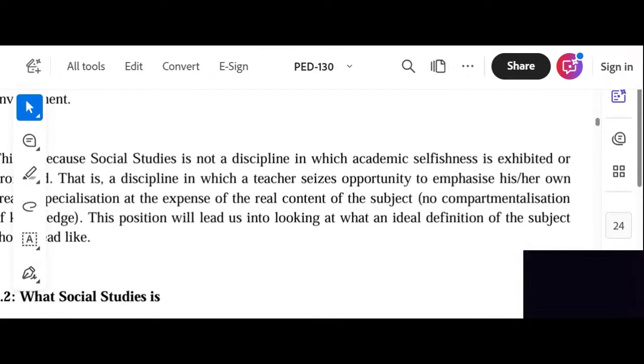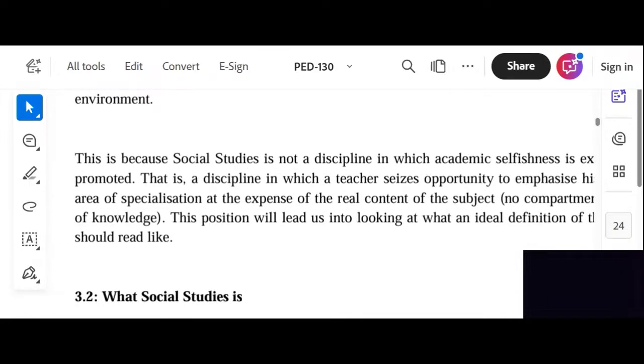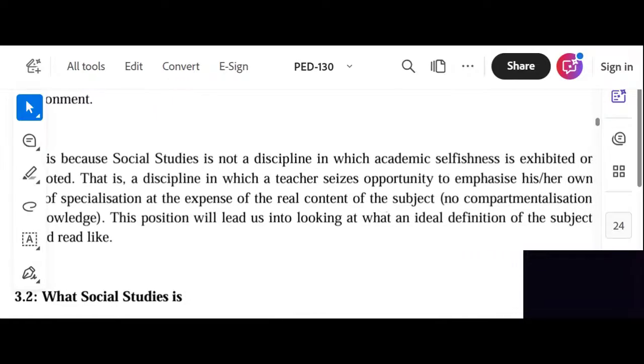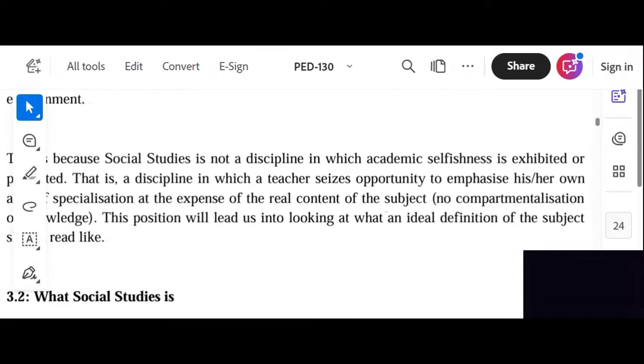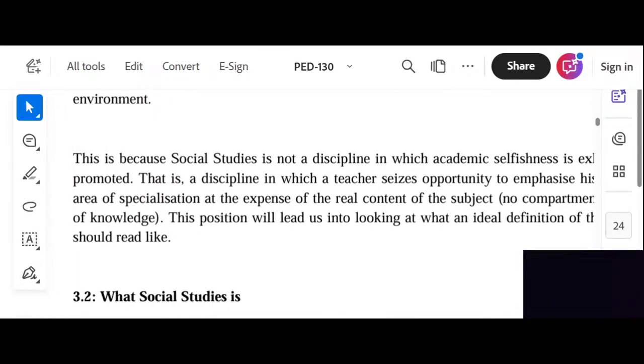No compartmentalization of knowledge. That means dividing knowledge into segments. No, this one belongs to science. This part of it belongs to mathematics. This part of it belongs to geography. That is not in social study. There must be unity of knowledge in social study. So far, so good.